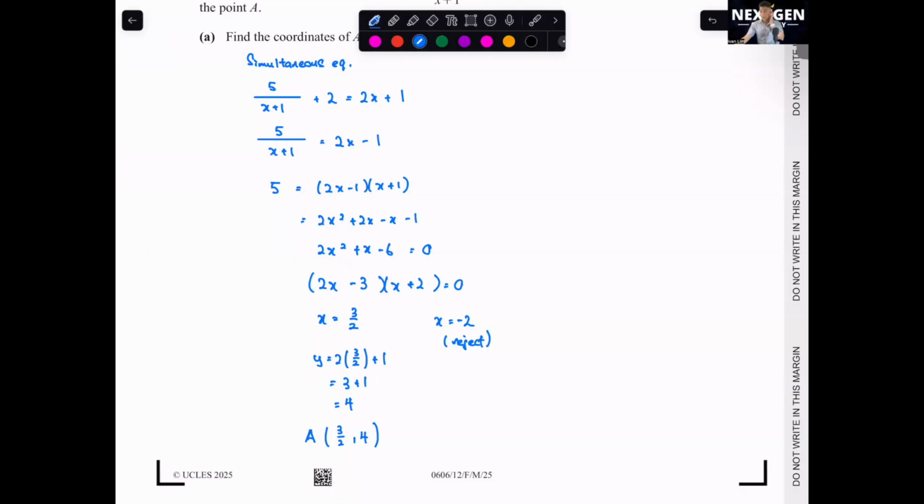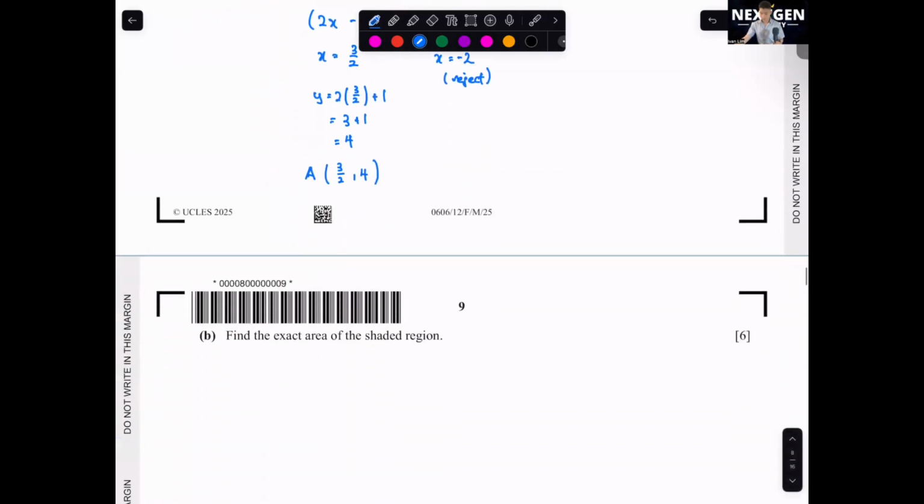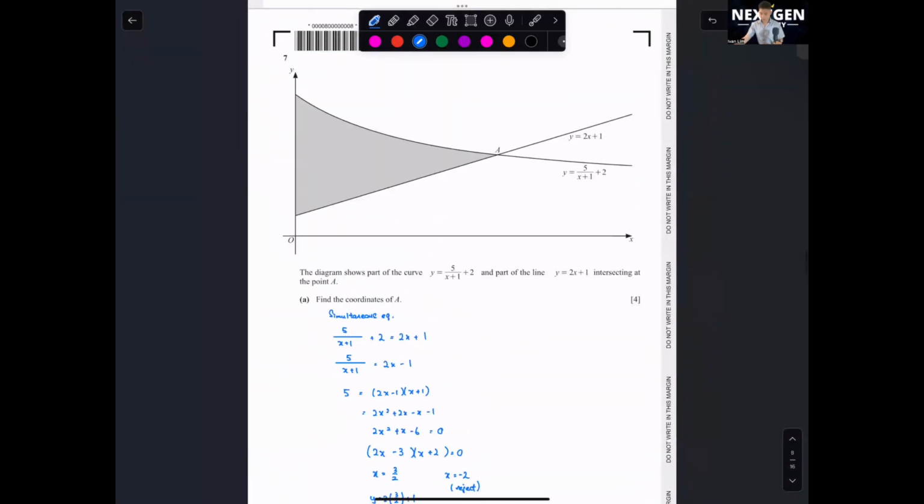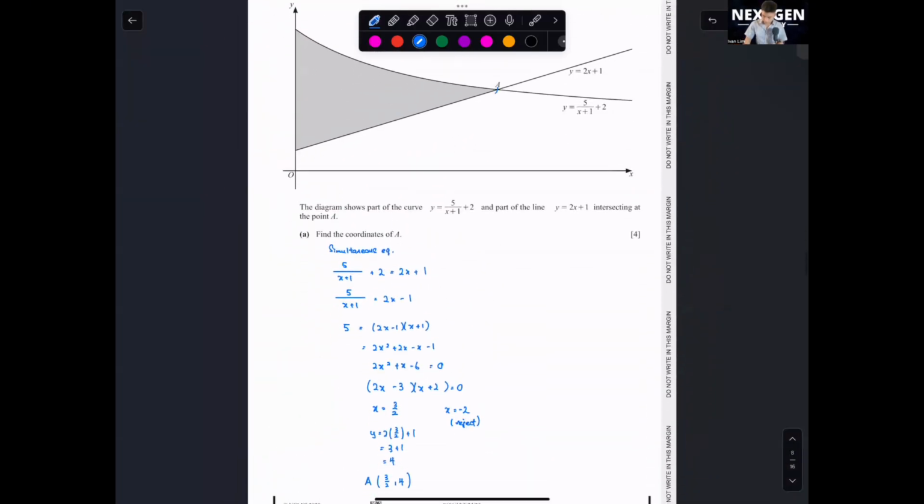Okay, let's go to the next one. Find the exact area of the shaded region. Let's go back to the graph. This point here is 3 over 2, 4. To find the exact shaded region, we will take the area under the graph from here to here, so from 0 to 3 over 2, minus this part here.